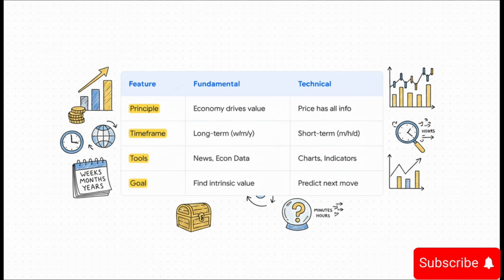The core idea for the fundamental analyst: a country's economic health is what drives its currency's value. Simple. For the technical analyst, forget the economy, all the information you could ever need is already right there in the price. And look at the time frames. We're talking long-term, weeks, months, even years for fundamentals, versus short-term, minutes, hours, days for technicals. This all leads to very different goals. One is trying to find that intrinsic, true value, while the other just wants to know what's going to happen in the next few minutes or hours.